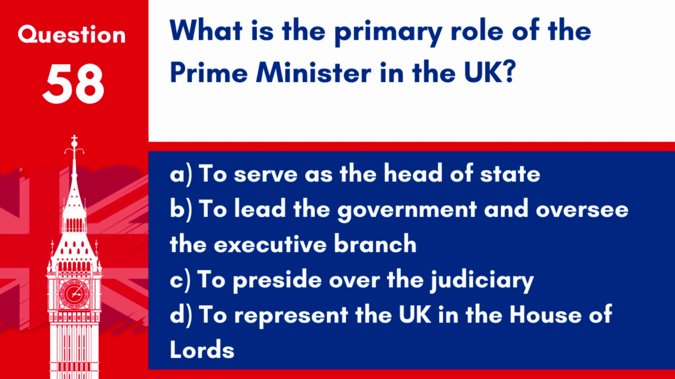A. To serve as the head of state. B. To lead the government and oversee the executive branch. C. To preside over the judiciary. D. To represent the UK in the House of Lords. Answer: B. To lead the government and oversee the executive branch. The primary role of the Prime Minister in the UK is to lead the government and oversee the executive branch, making decisions on policies and their implementation.